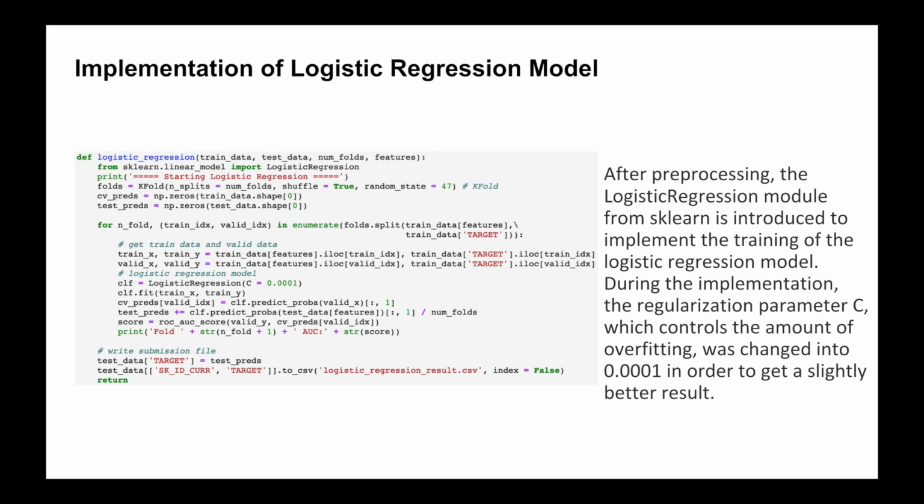After preprocessing, the logistic regression module from scikit-learn is introduced to implement the training of the logistic regression model. During the implementation, the regularization parameter C, which controls the amount of overfitting, was changed to 0.0001 in order to get a slightly better result. After the training, the trained model can be used to make predictions.